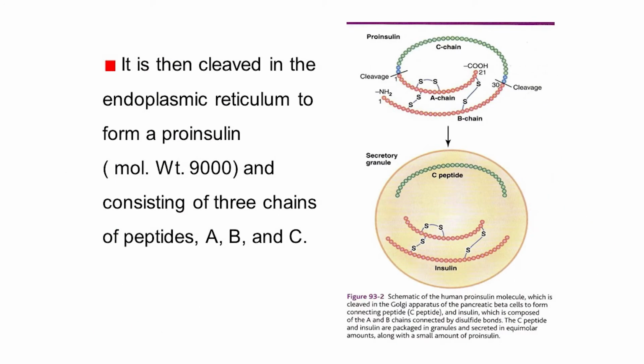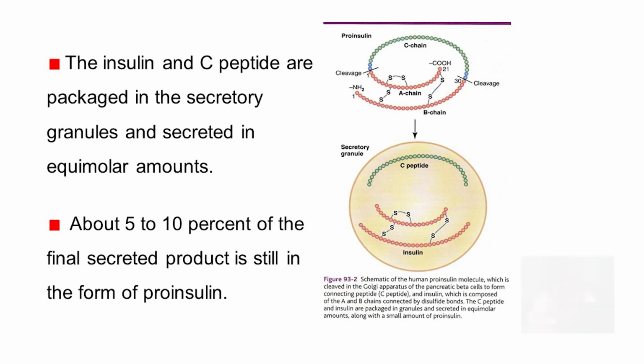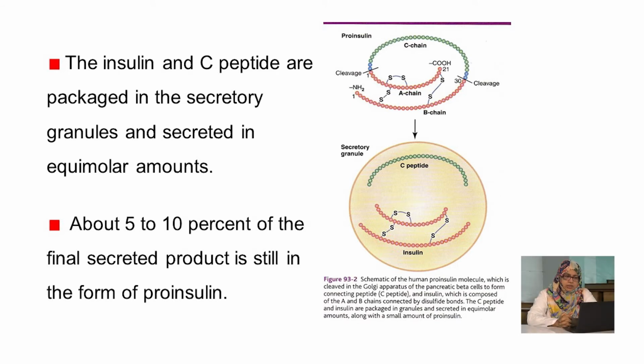Then it is cleaved in the endoplasmic reticulum to form proinsulin, which has a molecular weight of about 9,000 and consists of 3 polypeptide chains: A, B and C. Most of the proinsulin is further cleaved in the Golgi apparatus to form insulin, composed of the A and B chains connected by a disulfide bond, and the C chain of peptide, called C-peptide or connecting peptide. The insulin and the C-peptide are packed in the secretory granules and secreted in equimolar amounts. About 5 to 10% of the final secreted product is still in the form of proinsulin.